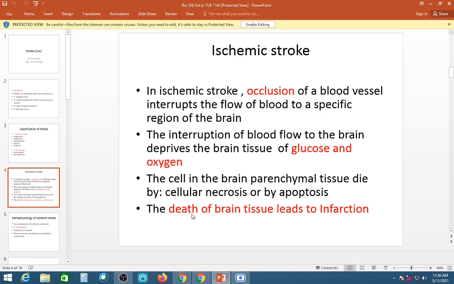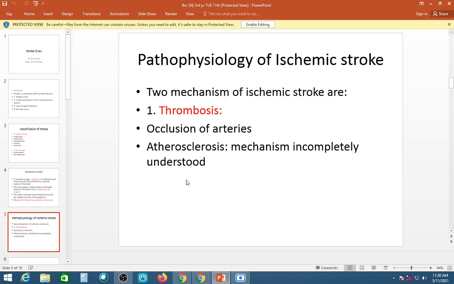And this dead tissue will lead to infarction. They will not function. They are totally dead. And that is called ischemic stroke. That will lead to ischemic stroke, the death of the brain tissue because of occlusion of a blood vessel due to the non-availability of glucose and oxygen. Right? Now, how do the brain vessels become occluded?